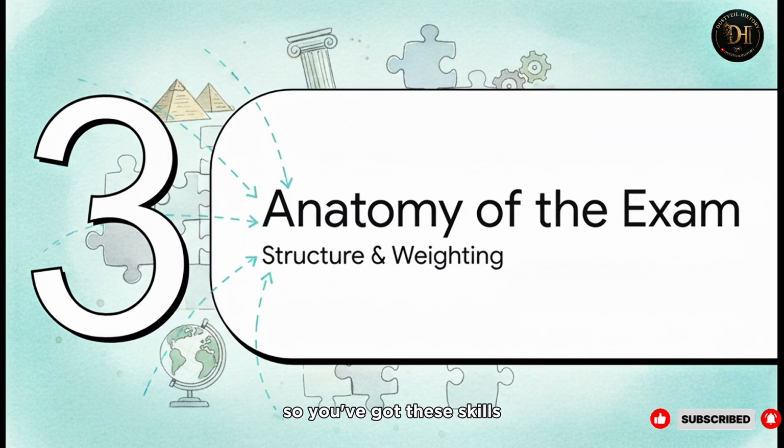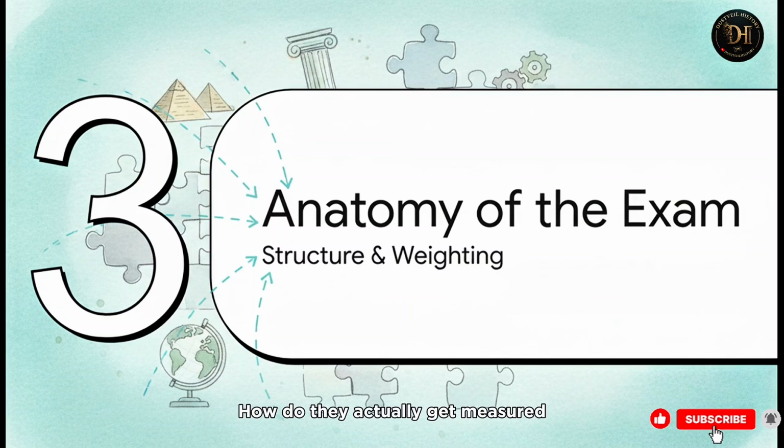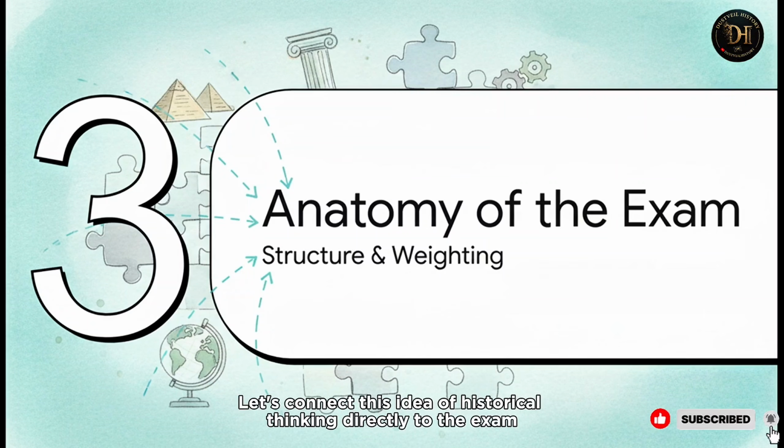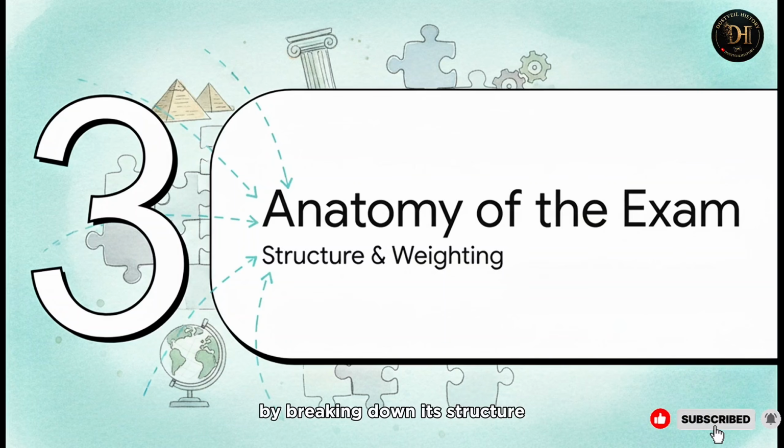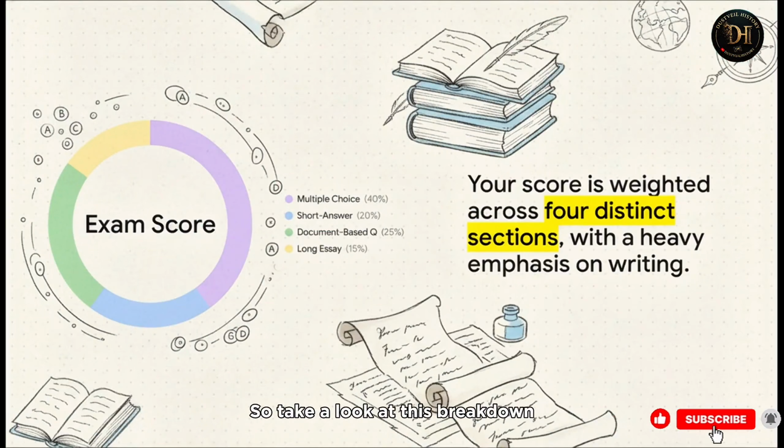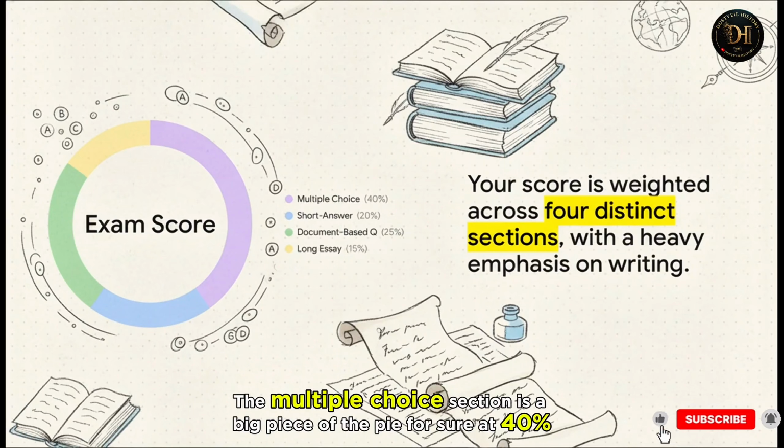Okay, so you've got these skills. How do they actually get measured? Let's connect this idea of historical thinking directly to the exam by breaking down its structure. Knowing the layout is half the battle. So, take a look at this breakdown. The multiple choice section is a big piece of the pie, for sure, at 40%.